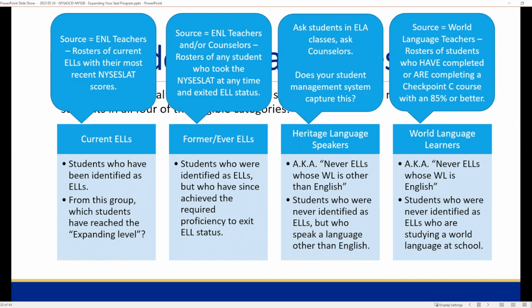So your ELA teachers might explain what the Seal is for 5 minutes in one of their classes and say, hey, if anybody speaks a language other than English, let me know. I'd like to hook you up with our Seal coordinator so that you can learn more about pursuing this award. Now, ideally, your school is going to have a student management system that captures if a student speaks a language other than English at home, whether or not they're an English language learner, but that's not always the case, but it's definitely something to work towards.